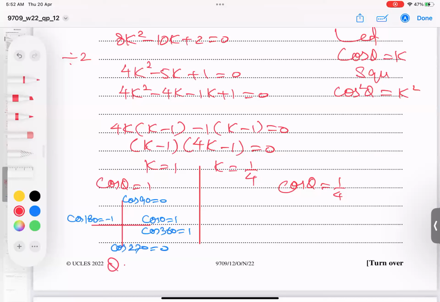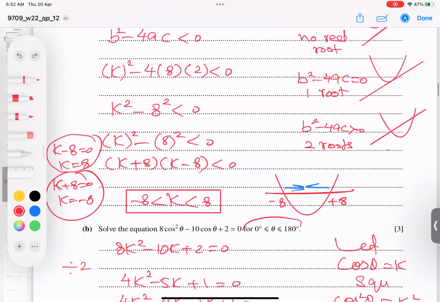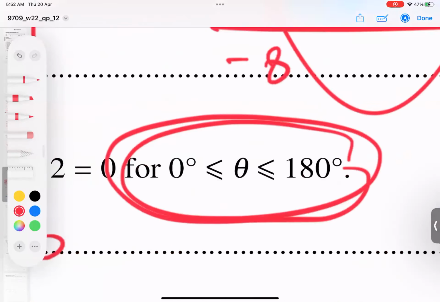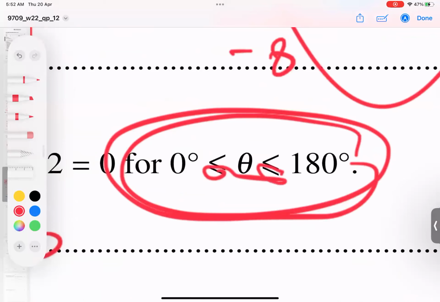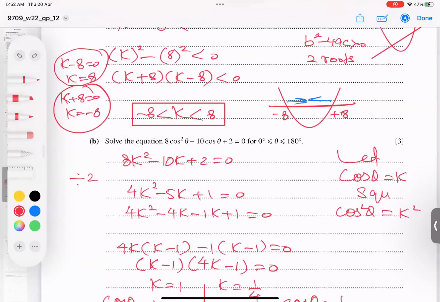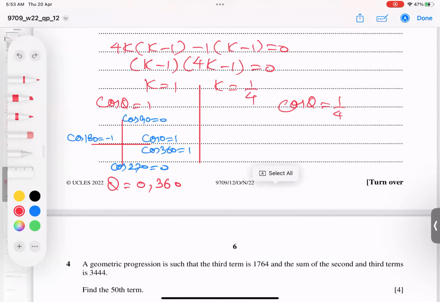Because we are asking cos of what angle gives 1, you can answer 0 and 360. Check in the question, he put an equal sign also there, but 180, not 360. So it means the answer coming from here is 0 only. This is out of range.